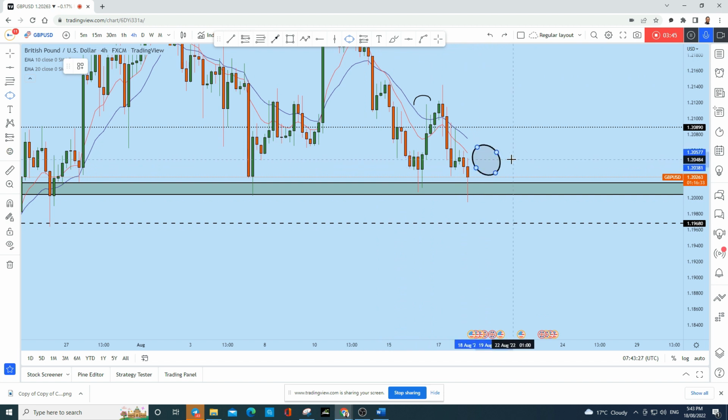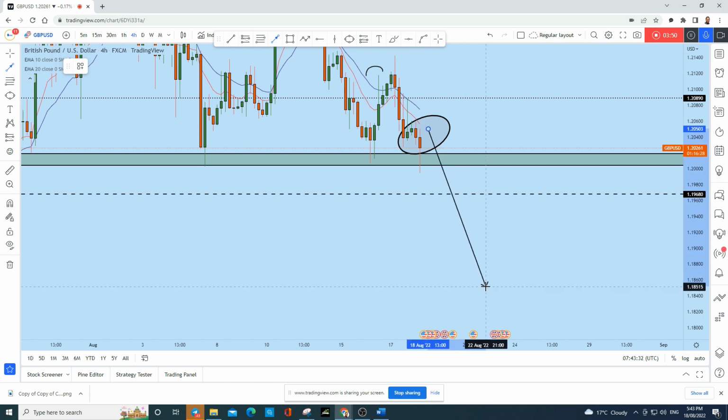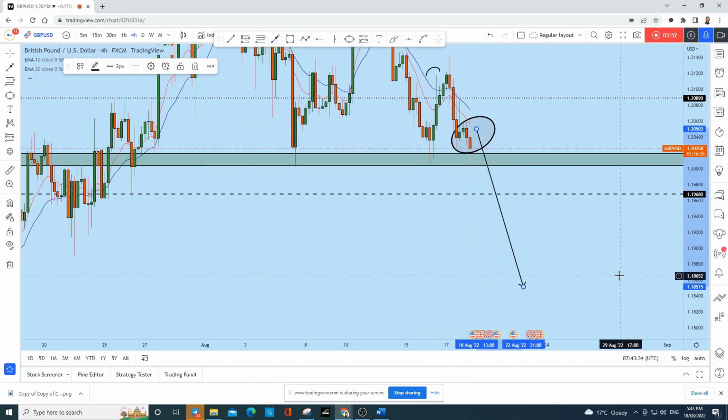In that situation, if it satisfies all the rules of our strategy, then we'll consider going short on GBPUSD to the downside with a high risk to reward ratio with our students.